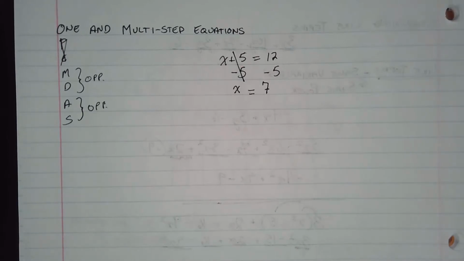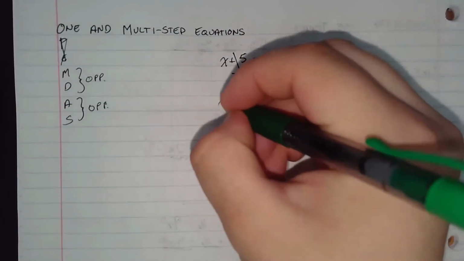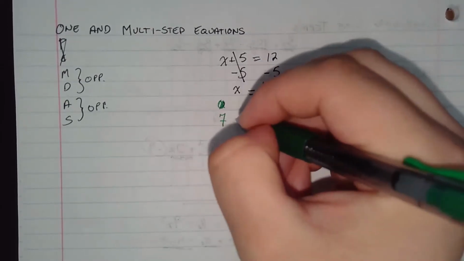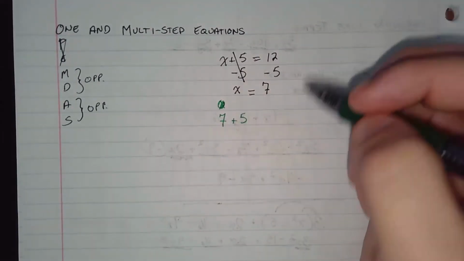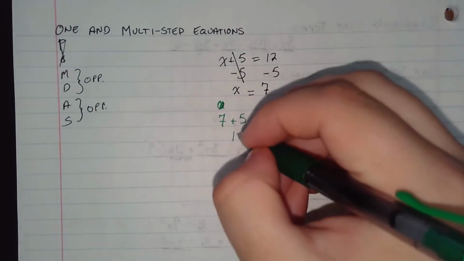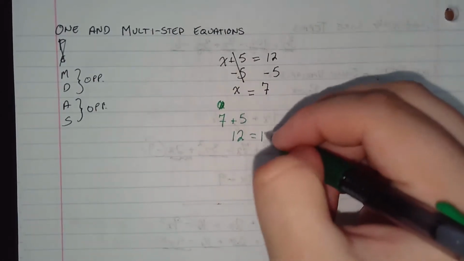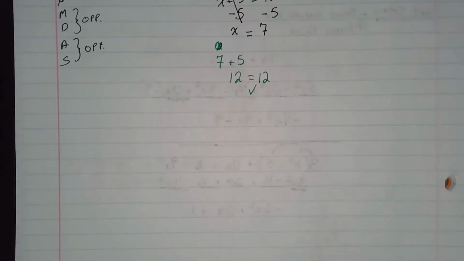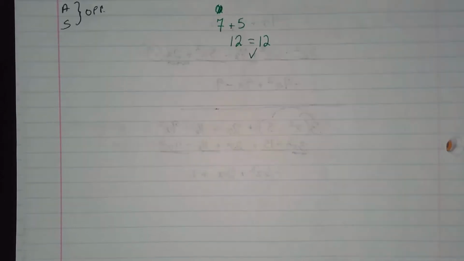And if you wanted to check, you could replace x with 7 and make sure it equals 12. Well, I know that 7 plus 5 does equal 12, and since both sides are equal to each other, that means that it is correct. I'm not going to go through and check all of these that way. I just wanted to show you guys that if you feel like you're not sure about your answer and need to check, that's the way you do it.